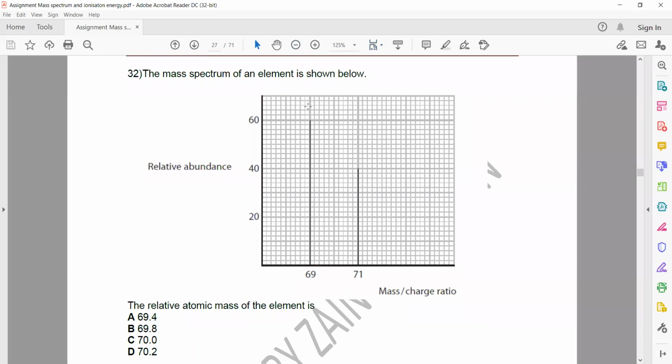Question 32. The mass spectrum of an element is shown below. The relative atomic mass of the element, so relative atomic mass is percentage multiplied by mass. So the relative abundance 60 multiplied by 69 plus 71 multiplied by 40, divided by 100. So for question 32, it will come out as B, so 69.8.